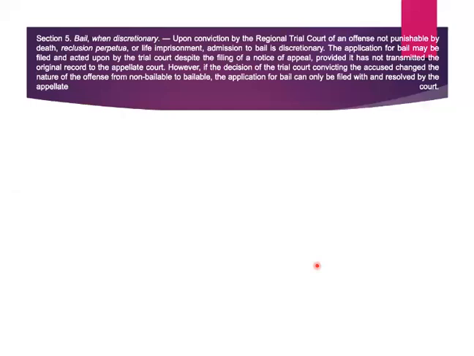So, when is bail discretionary? Upon conviction by the RTC of an offense not punishable by death, reclusion perpetua, or life imprisonment, admission to bail is discretionary. The application for bail may be filed and acted upon by the trial court despite the filing of a notice to appeal, provided it has not transmitted the original record to the appellate court. However, if the decision of the trial court convicting the accused changed the nature of the offense from non-bailable to bailable, the application for bail can only be filed with and resolved by the appellate court.